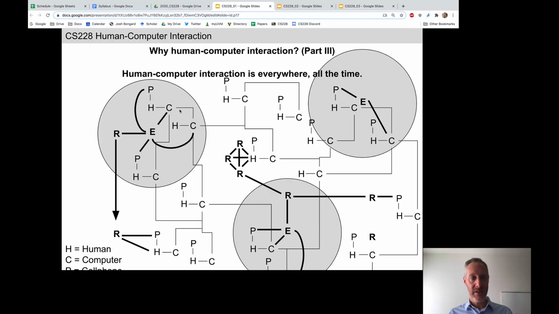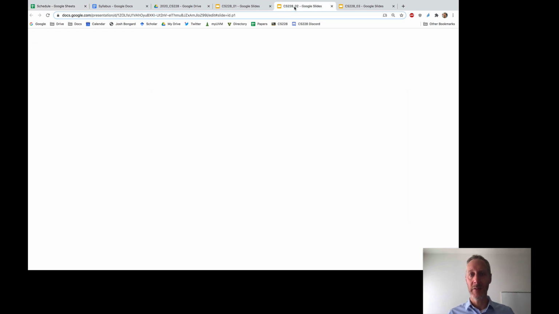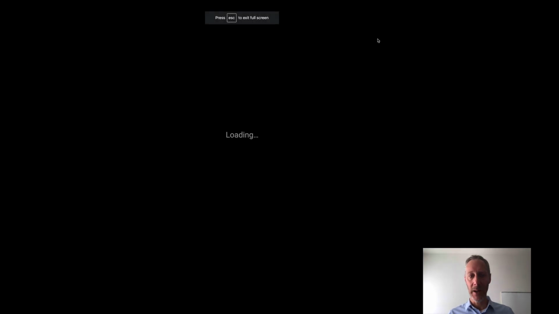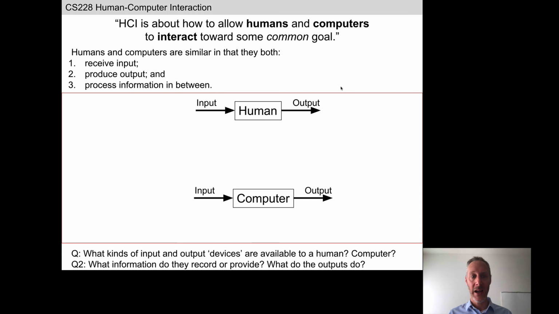Okay, so that finishes lecture 1. We'll move on now to lecture 2, where we're going to just talk about the basics of HCI. What are sort of the historical foundations for this aspect of computer science? Okay, so we'll start with the name of the field itself, human-computer interaction. HCI is basically, in one sentence, about how to allow humans and computers, or maybe we should say humans and interactive technologies, to interact towards some common goal.